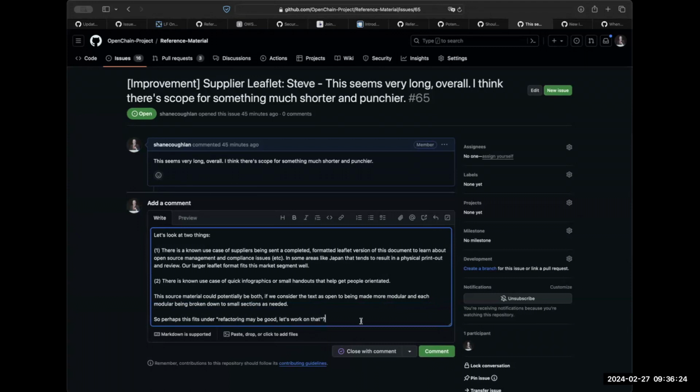All right. So yeah, known use case of the single attachment leaflet format, good. But there is a known use case of people liking quick infographics or small handouts. So if we look at the text as being potentially more modular and the modules being refinable, then maybe refactoring would be the answer. What do you think?